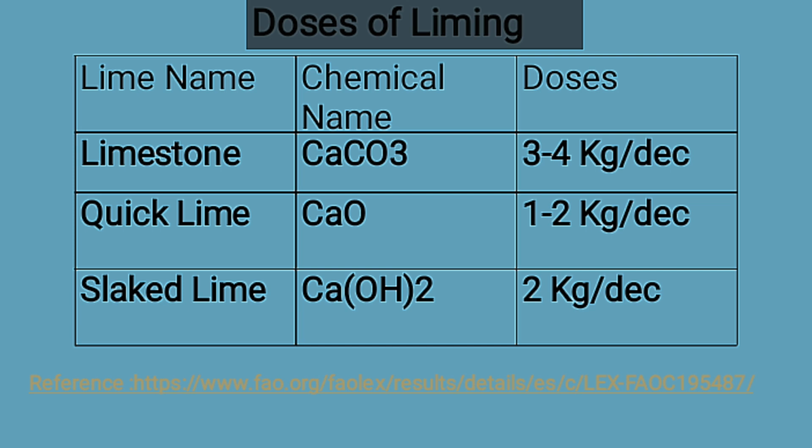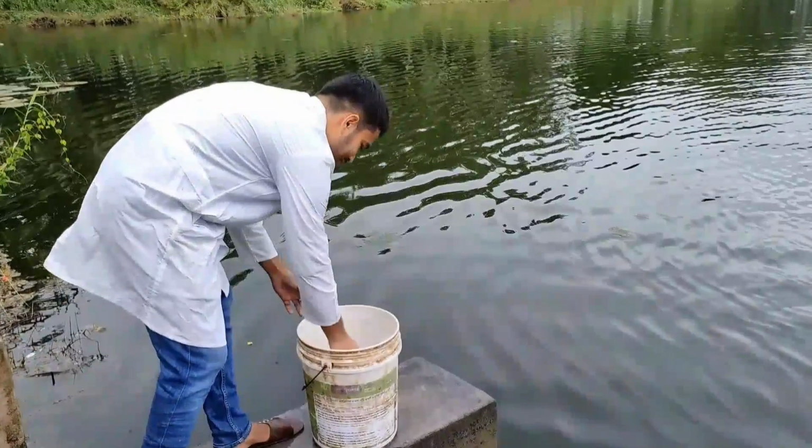Doses of lime. According to reference, we will use calcium carbonate 3 to 4 kg per decimal, calcium oxide 1 to 2 kg per decimal, and calcium hydroxide 2 kg per decimal.